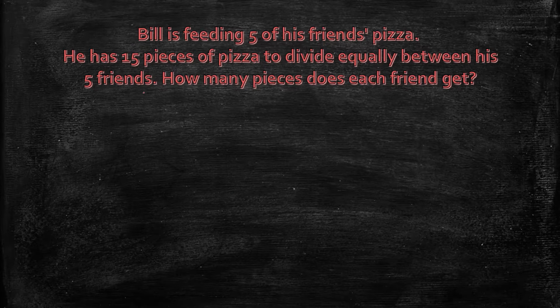So it's important, remember, and I emphasize this over and over again: underline some stuff. He is feeding 5 of his friends. He has 15 pieces of pizza to divide equally. So what's being divided up? The 15 pieces of pizza. It's kind of hard to say, 15 pieces of pizza, you say that 10 times fast. It's hard enough for me to say it once. However, we're dividing up the pizza. So that means the 15 goes first, divided by the 5 friends.